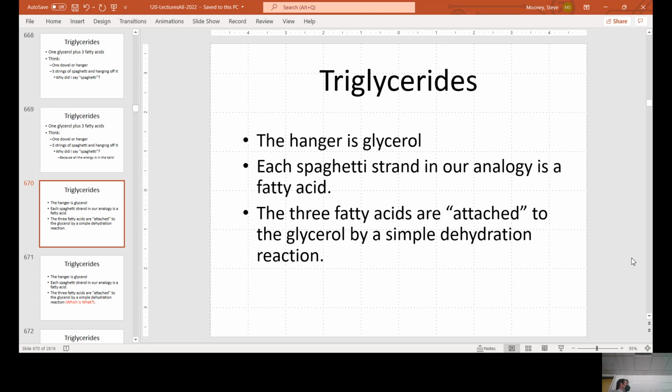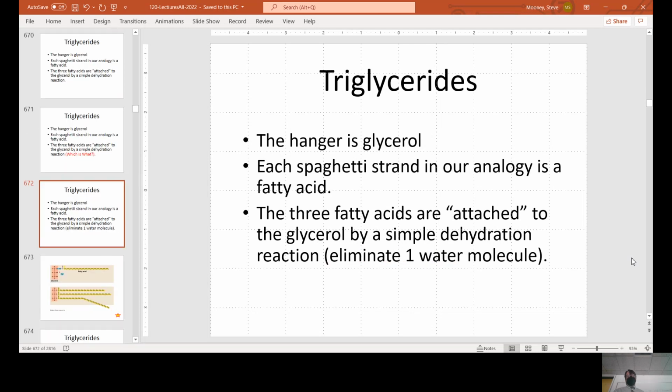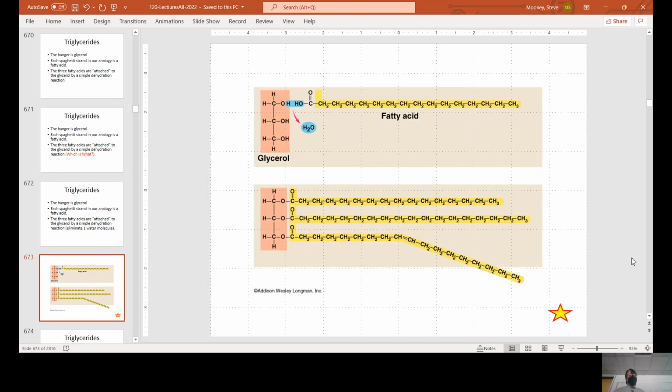So we mentioned already the 3 fatty acids are attached to glycerol by dehydration reaction, but there is no polymer. You don't string triglycerides in long chains. So the elimination of 1 water molecule, got the H from the glycerol, the hydroxide at the acid end of the fatty acid, and that's how those are attached.